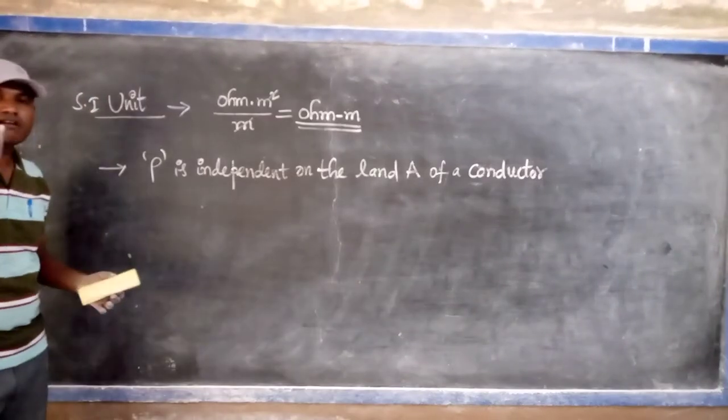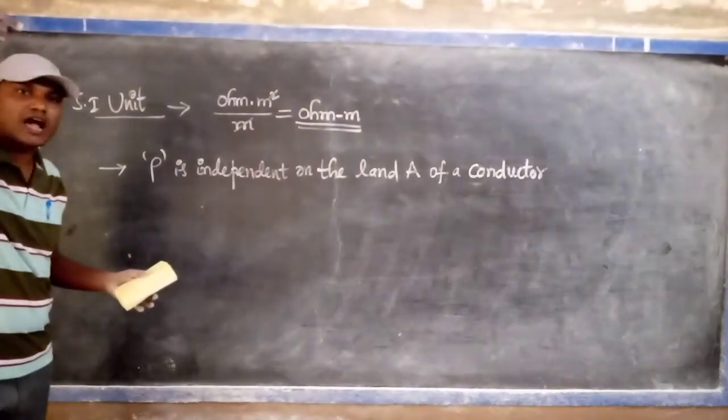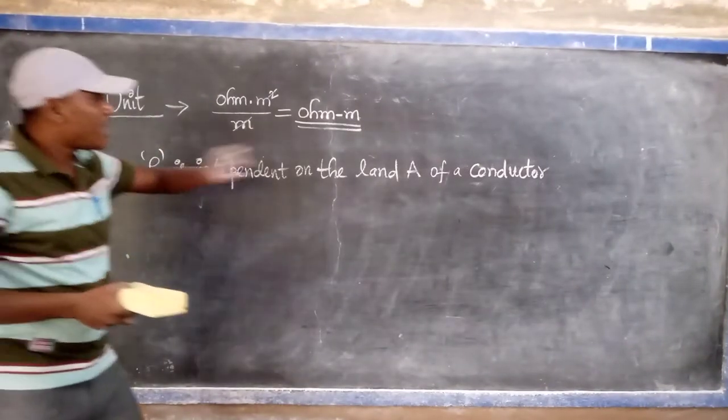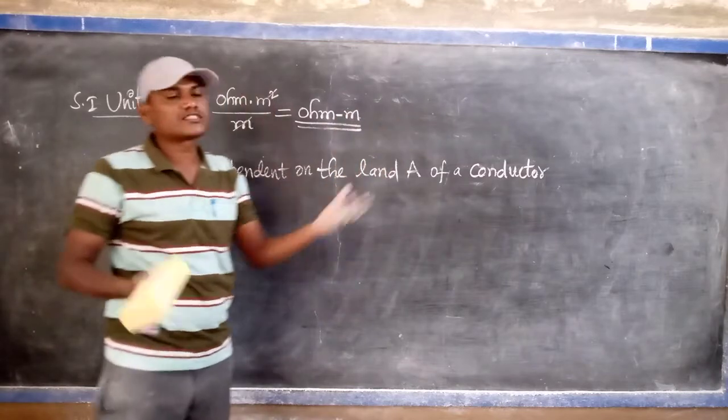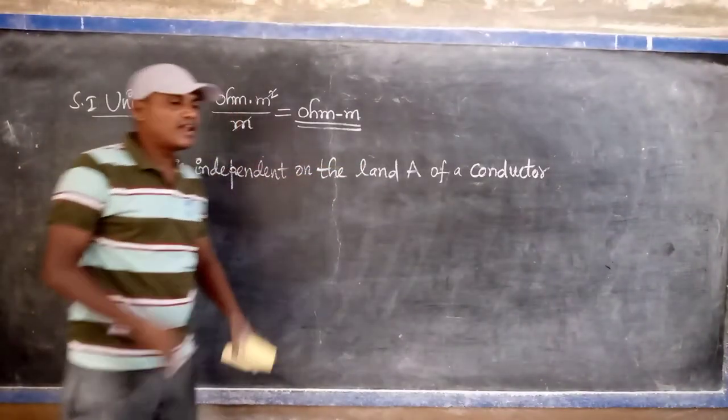That's why, for a constant length and area of the cross section, the resistance of that wire is called specific resistance. Due to that, L and A are constant. That's why you can say that rho is independent of the L and A.